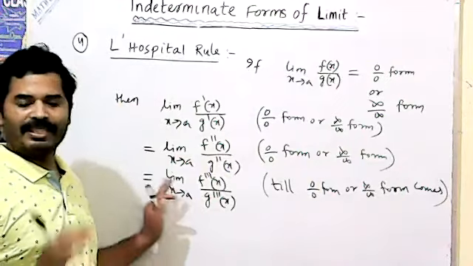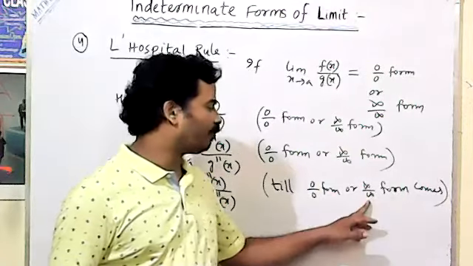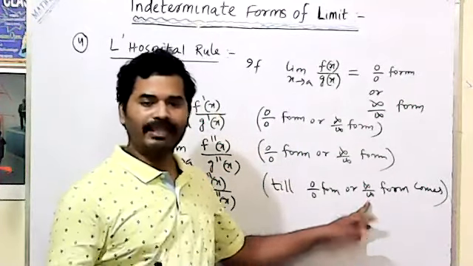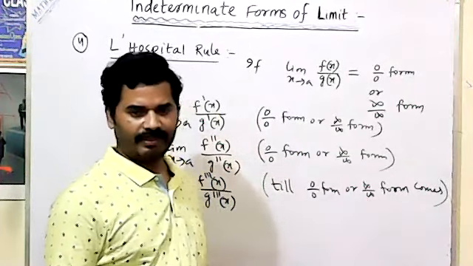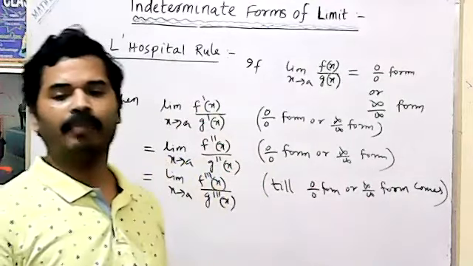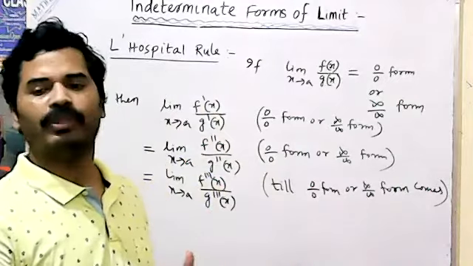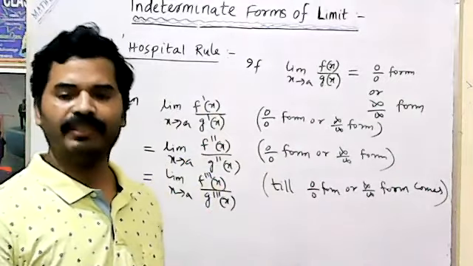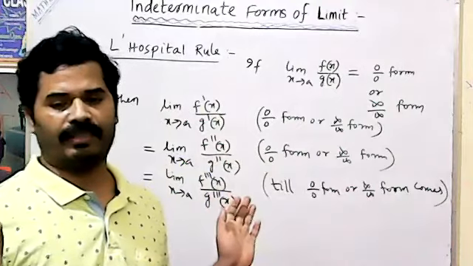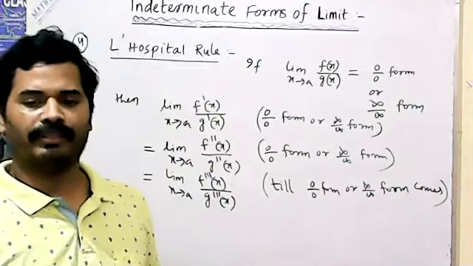If this is not coming, that is, the 0 by 0 or infinity by infinity form does not come, then you stop. You put the direct value. That means at that time the indeterminate form of the limit is converted into a determinate form. Put the value, get the result. Let us take one example. How will we do the example?